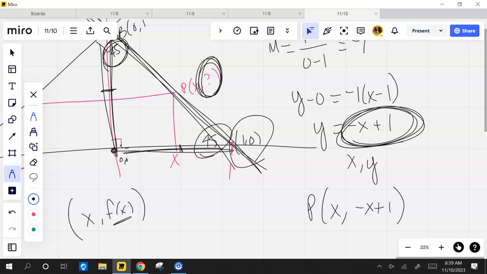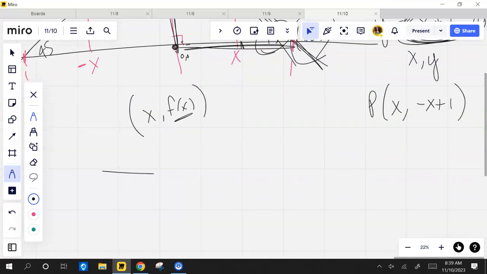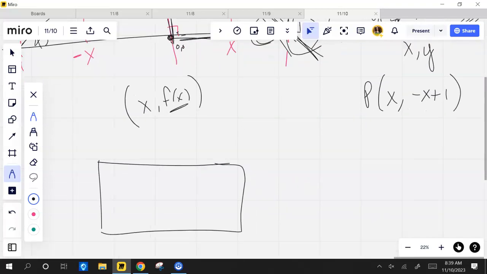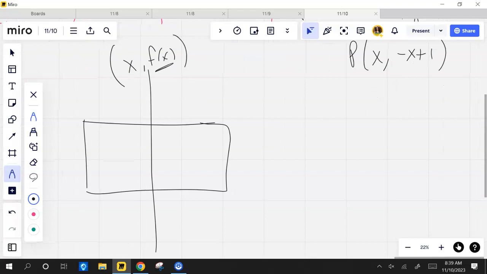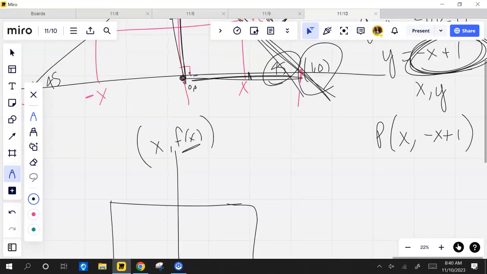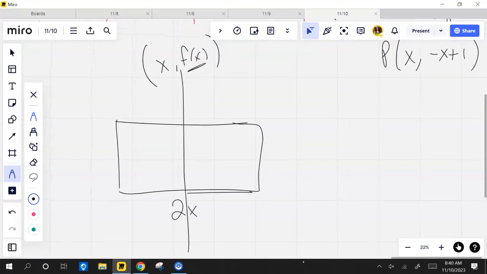Express the area of the rectangle in terms of x. Now that you have the y part, now I've got this rectangle, right? It says that this is x, and this is the same, so this is another x, right? So what's the width or the length across the bottom? Look at the picture, 2x, right? It's 2x all the way across the bottom. That was already given.